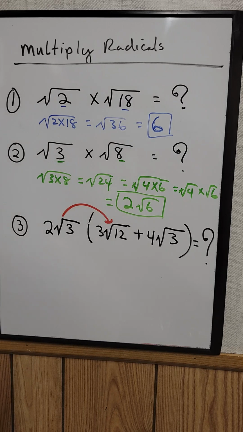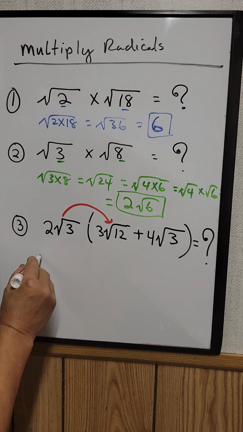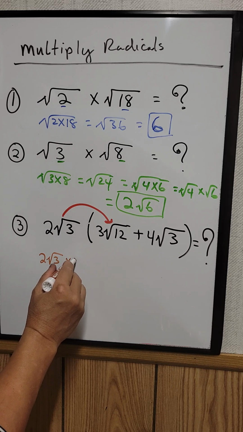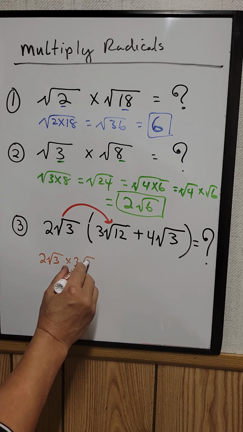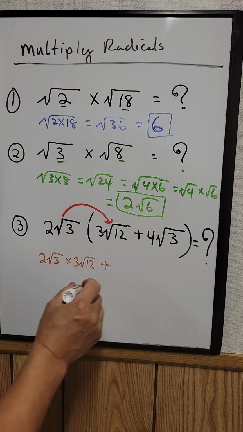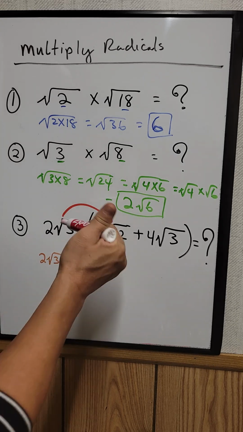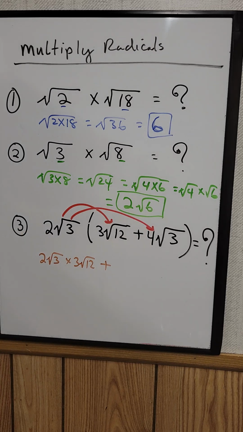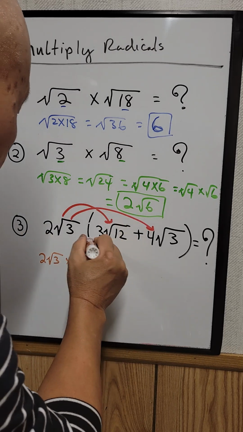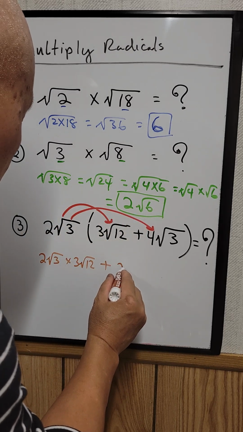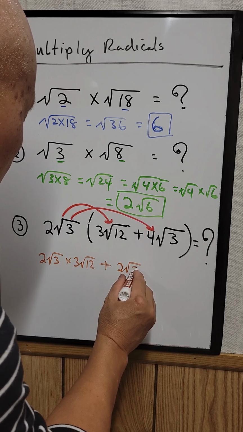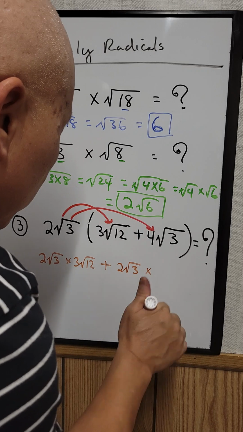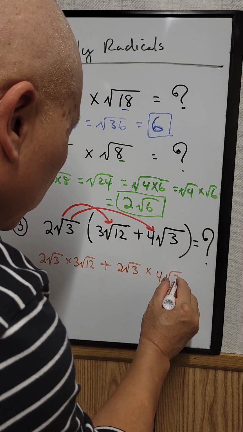So that's just equal to 2 times the square root of 3 times this 3 times the square root of 12. Okay, and then plus, same thing, multiply this into that. So 2 times the square root of 3 times 4 times the square root of 3.